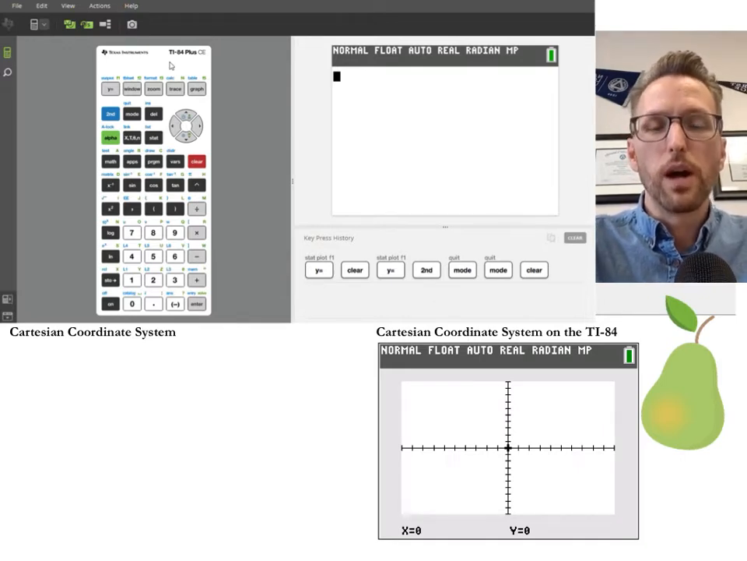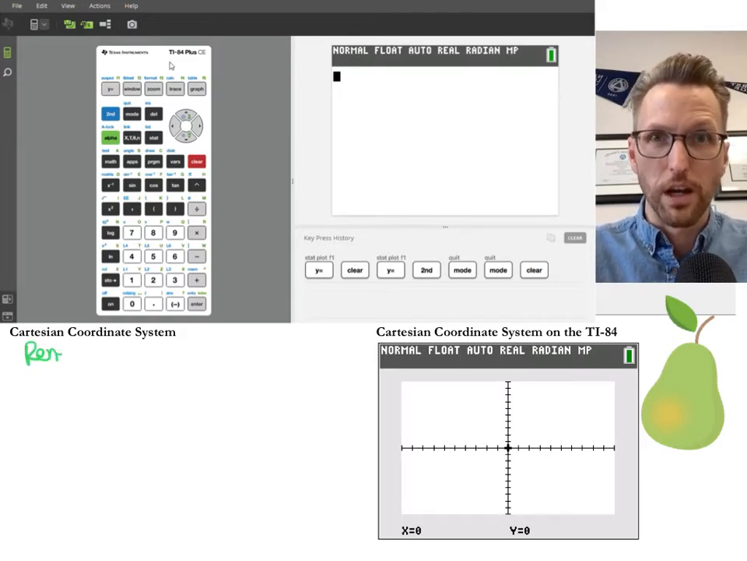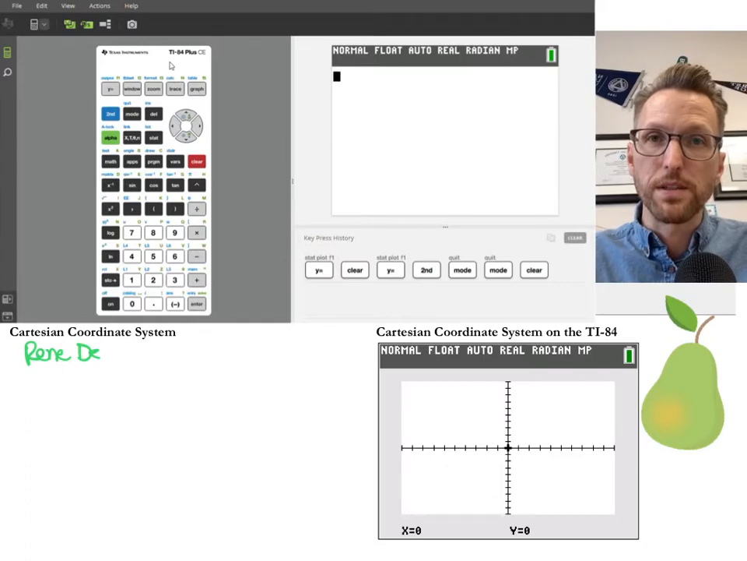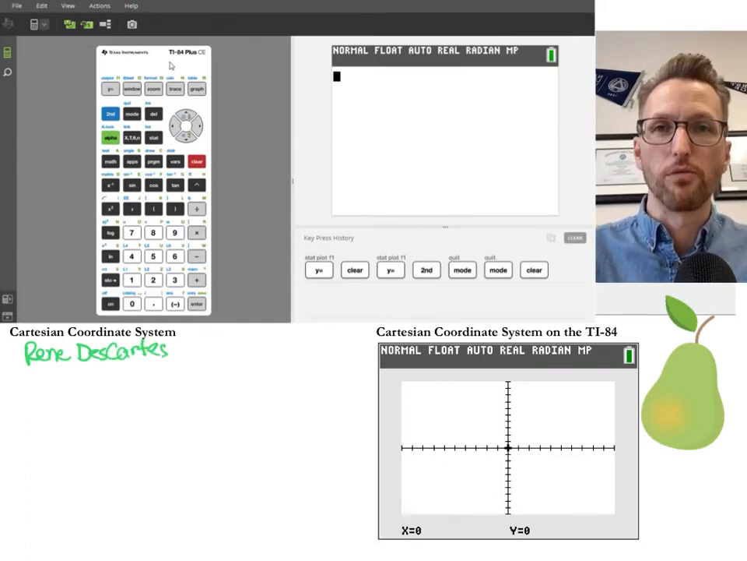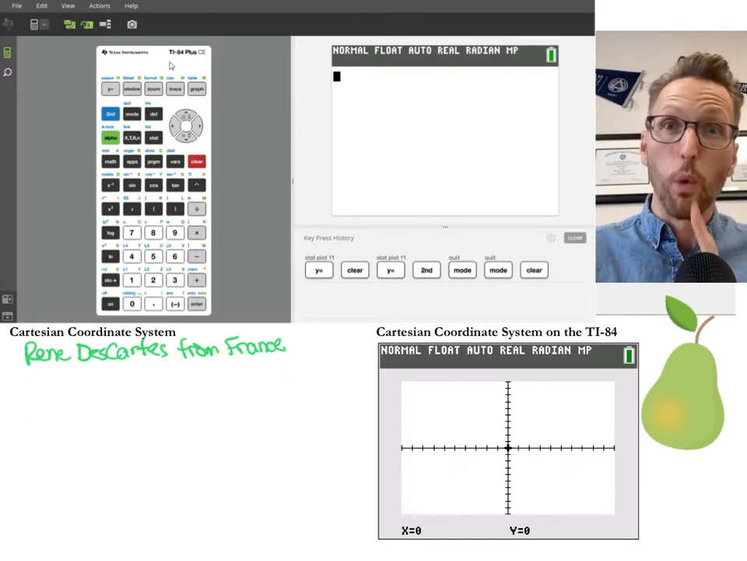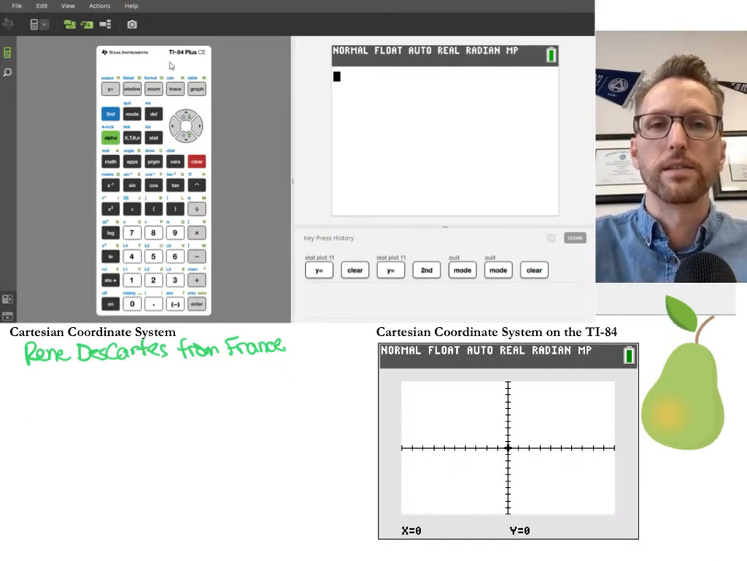Okay. Oh, actually, first thing I want to tell you is the Cartesian coordinate system, originally invented by René Descartes. He was a French mathematician, and he was very positive. That's why originally it was only quadrant 1. Positive, just the positive quadrant, x's and y's.